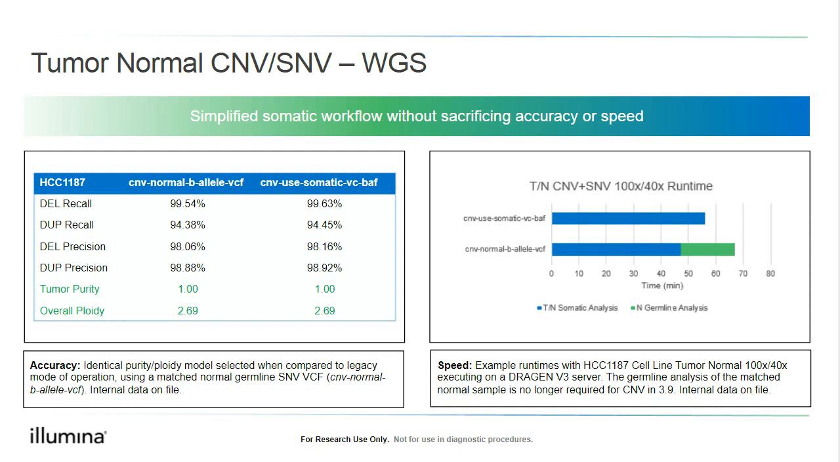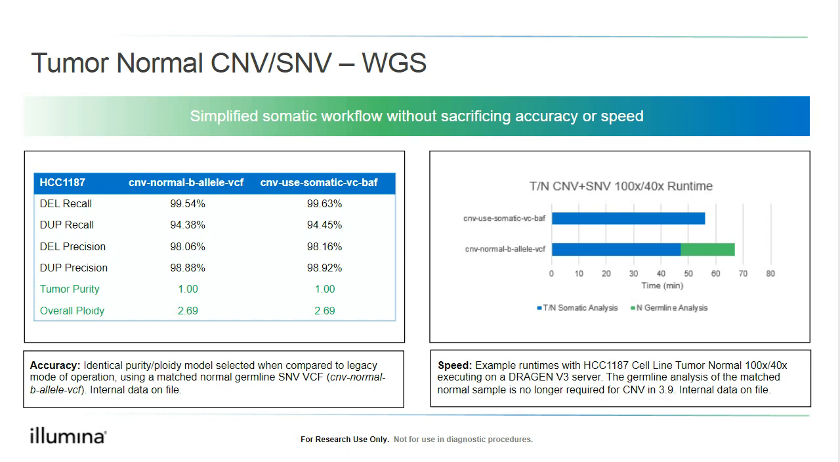Prior to 3.9, so 3.8 and earlier, you had to provide the CNV normal B allele VCF file. Now in the 3.9 release, you have the option to use the CNV somatic VCBAF file. This is the file that is internally generated within DRAGEN when you run the somatic caller, versus what you had to provide. And you can see that the results are very similar to each other.